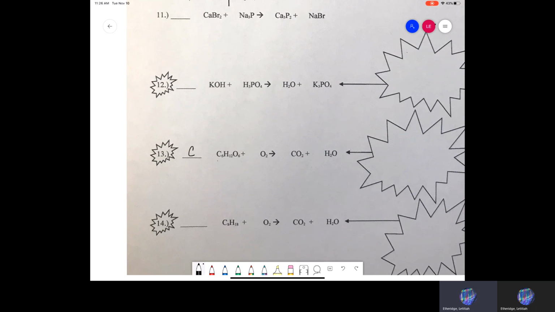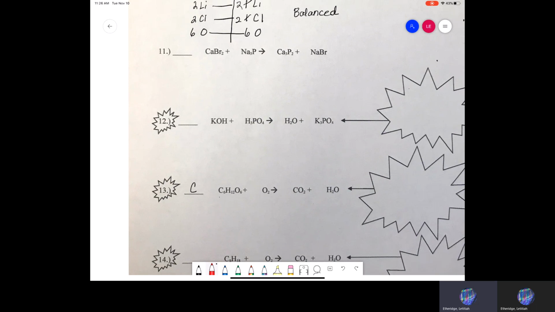First question always, what type of reaction is it? Well, let's take a look. Let's see what's going on. Are they switching partners or are they just chilling? So if you take a look, it looks to me like calcium swaps places with sodium, right? Because it's calcium bromide and sodium phosphide. And now I have calcium phosphide and sodium bromide. So your brain should say, yo, I think that's a double replacement reaction.